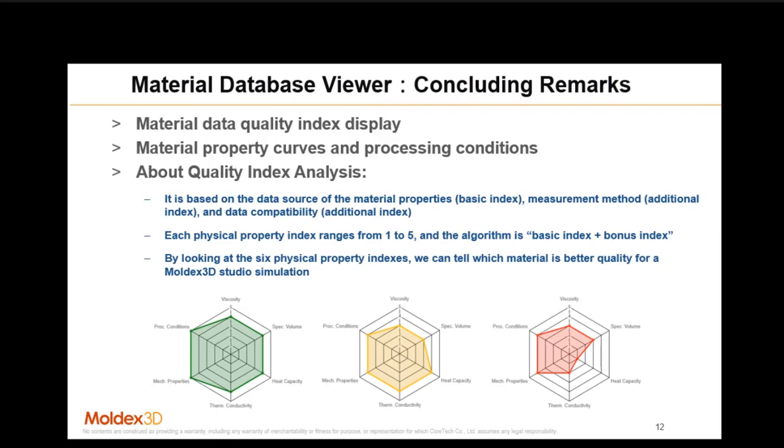Okay, I'll give you a conclusion remark about the material database viewer. The quality index analysis is based on the data source of material property, measurement method, and data compatibility. Each physical property index ranges from 1 to 5, and the calculation is based on a basic index plus a bonus index. And this is the bonus index. By looking at the 6 physical property indexes, it will tell you whether the material file is of better quality for Moldex3D Studio analysis.